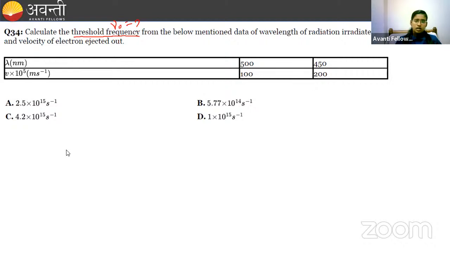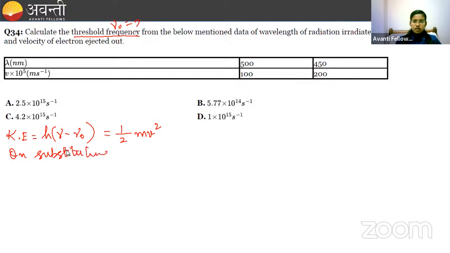So how to find out? We have to find the answer from the kinetic energy formula we know. Kinetic energy is equal to h into nu minus nu naught, which is actually equal to half mv square. Half mv square is the kinetic energy, right? Now we have the values of wavelength and velocity. You can substitute. On substituting the values for the first experiment, this is experiment number 1 and this is experiment number 2.